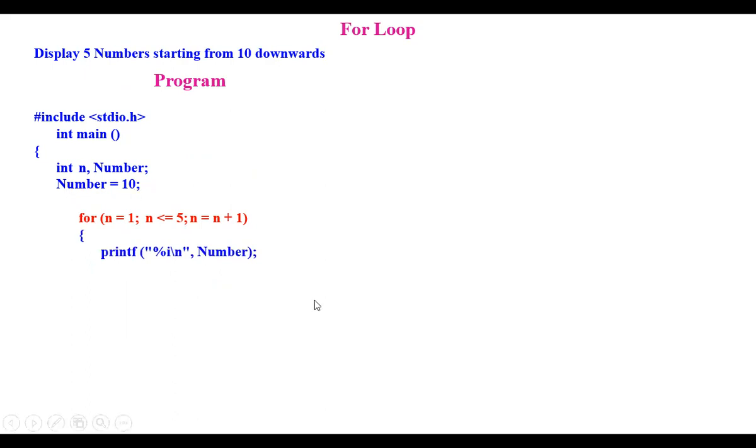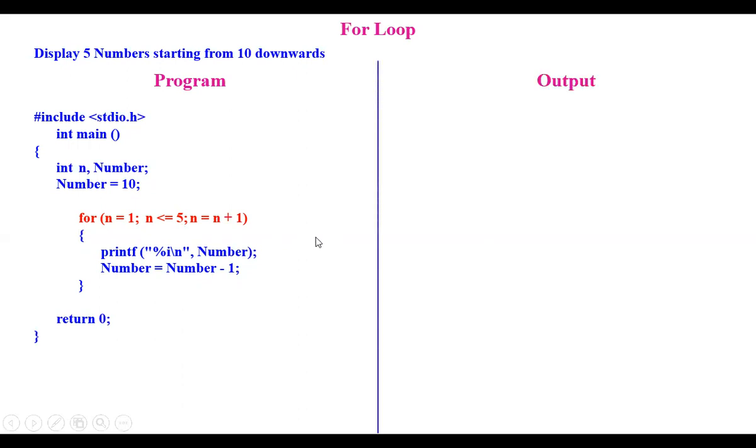Start with the 10 here, right? And the number is lessened by 1 here. Number 10 minus 1, 9. So in the next step, it becomes 9. Close the brackets. And here the loop continues like this 5 times, right? And it displays. Let us see, compile and execute. The program comes like this.